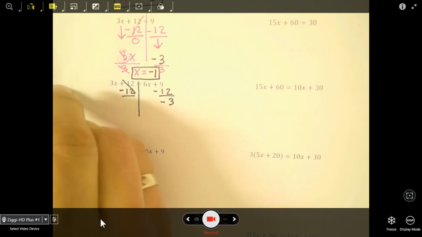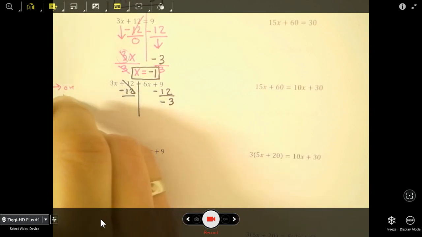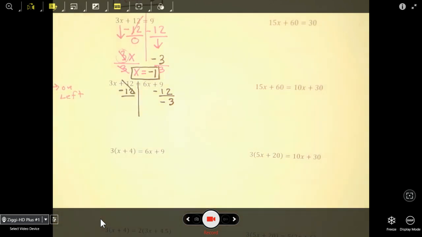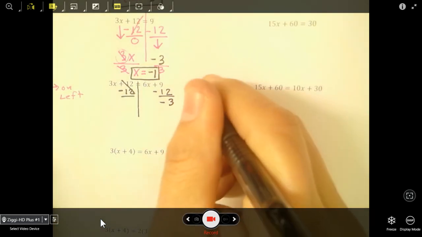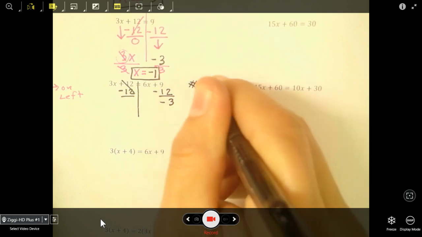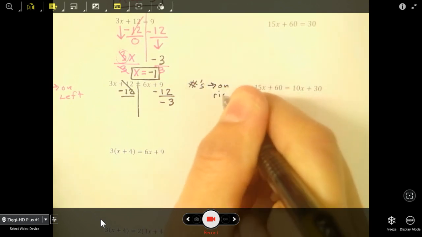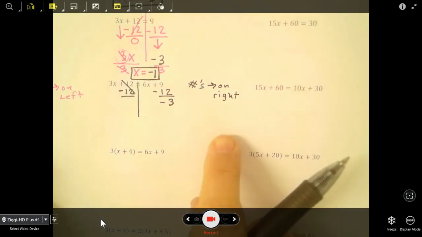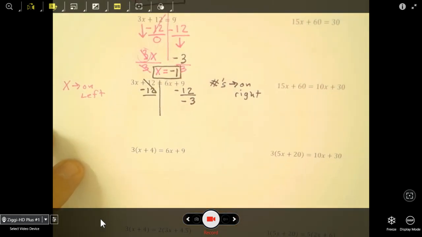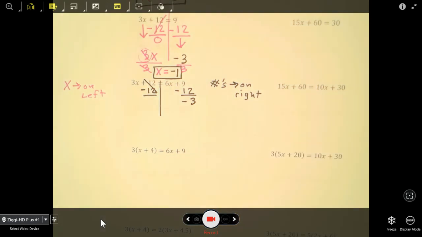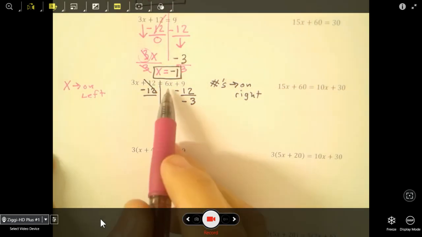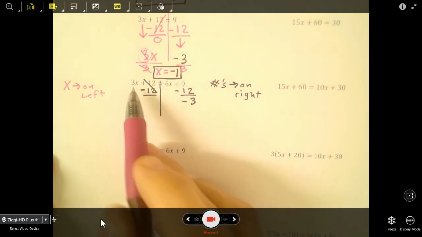X on left. And then right here, I want you to put a number sign. Numbers on right. So our goal today, we want all the x's on the left and we want all the numbers on the right. So what we have to do, we have to get rid of this 6x that's on the right. We got to move it to the left.